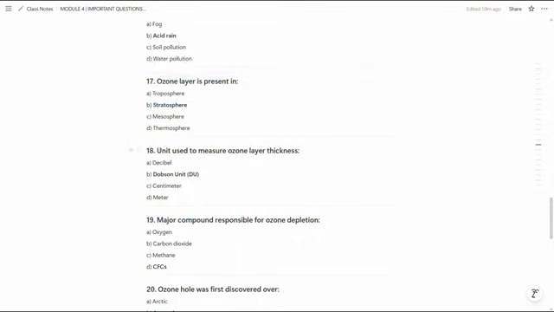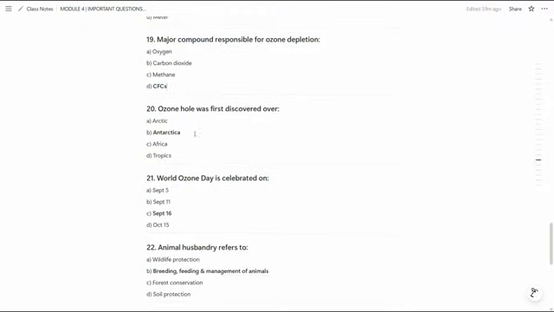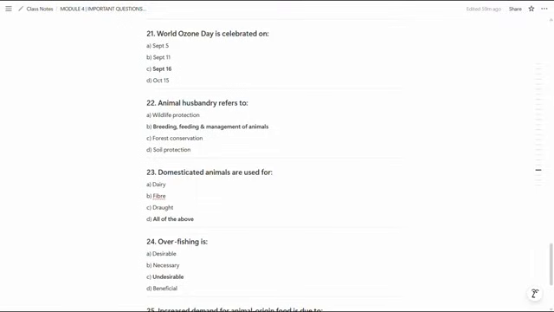Now the 18th question is unit used to measure ozone layer thickness is Dobson unit, which is also known as DU. Now the 19th question is major compound responsible for ozone depletion is CFCs. So D is the correct option. Now the 20th question is ozone hole was firstly discovered over Antarctica. So B is the correct option. Now the 21st question is World Ozone Day is celebrated on 16th September. So C is the correct option.